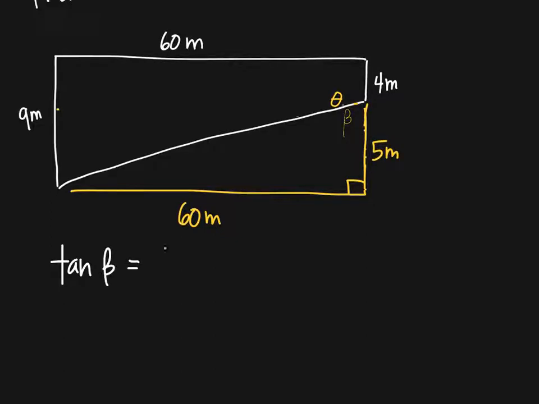Tangent of beta is 60 over 5, which actually reduces nicely to the number 12. So I can say that beta is the inverse tangent of just the number 12, which is not so bad because 60 and 5 reduced well. All right, what does that turn out to be?